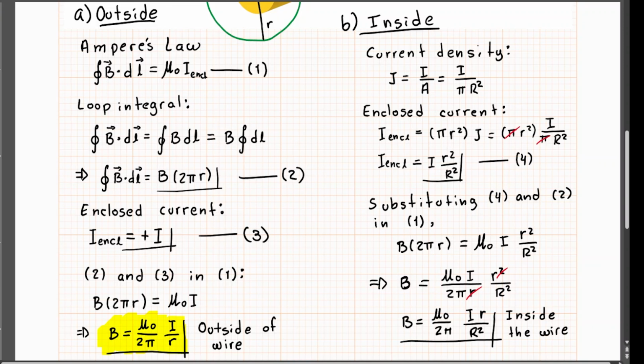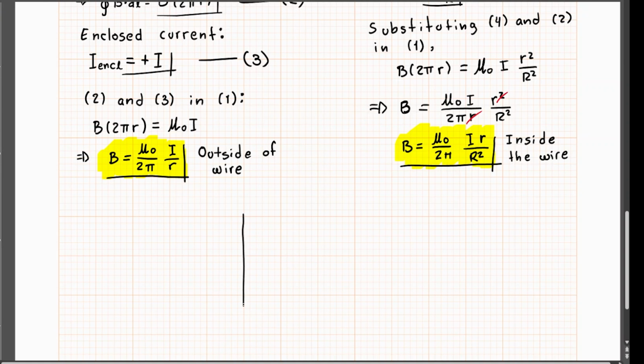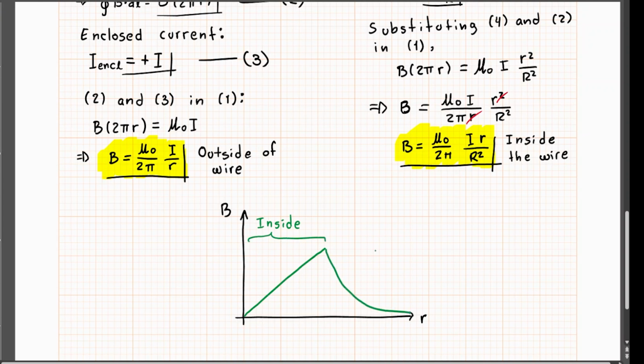We can put the results for parts A and B together in a graphic form. For points inside the wire, the magnetic field increases linearly with R, which corresponds to a straight line in the field magnitude versus distance plot. Outside of the wire, the field drops as 1 over R, which corresponds to the field from a straight wire already known from the Biot-Savart law.